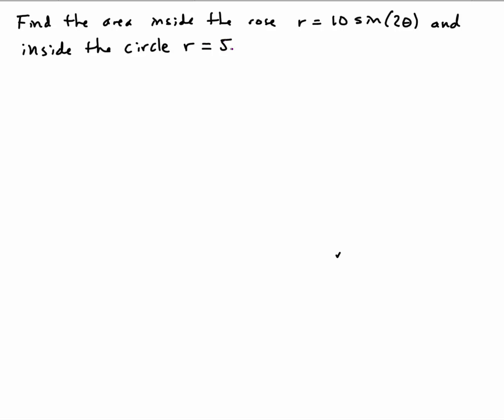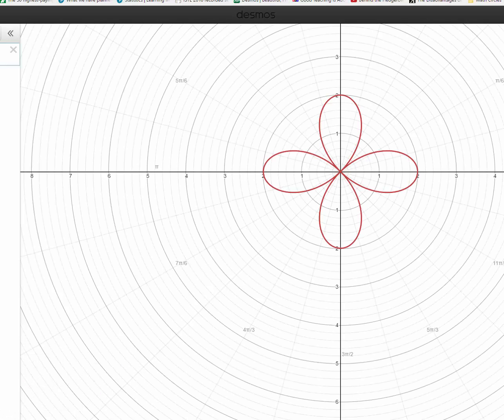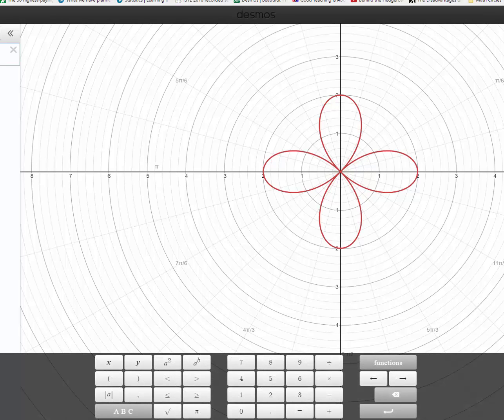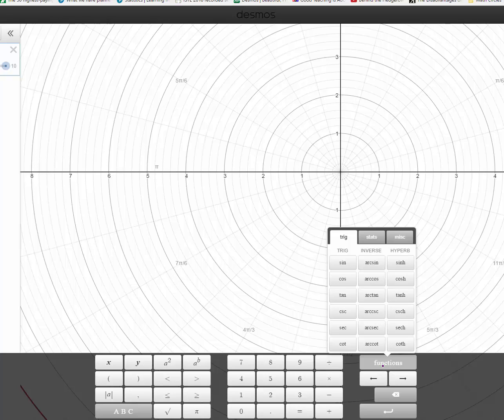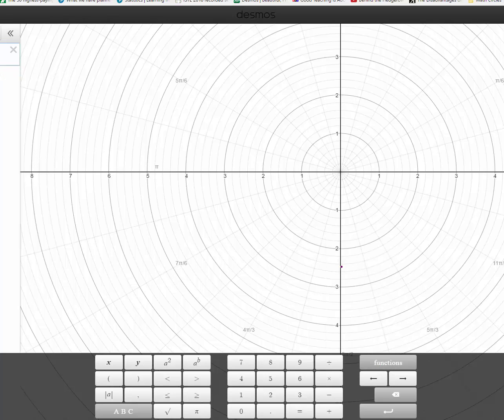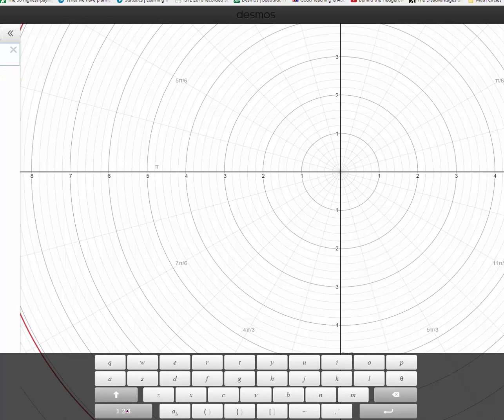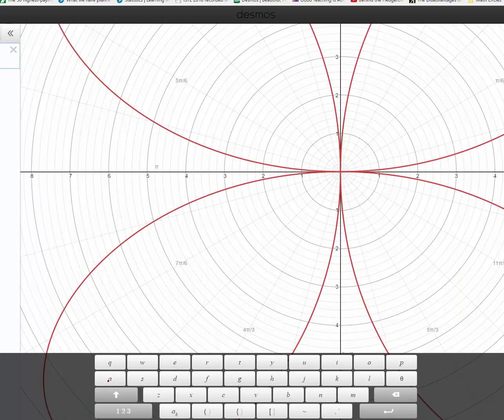Okay, so on a handwritten homework, you should be able to come up with these graphs on your own. But if this type of problem were to occur on a test, I would give you a graph. I'd show you the graph to kind of get you started. So we have r equal 10 sine 2 theta. Okay, so there's one graph. Now my next graph is just r equal 5.